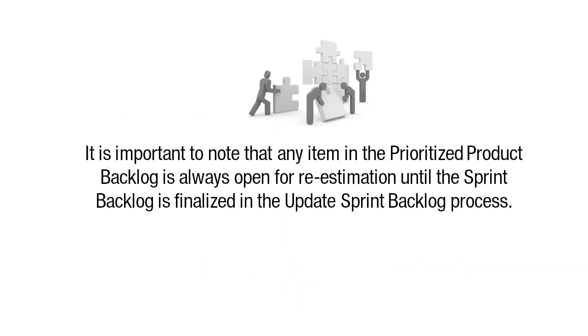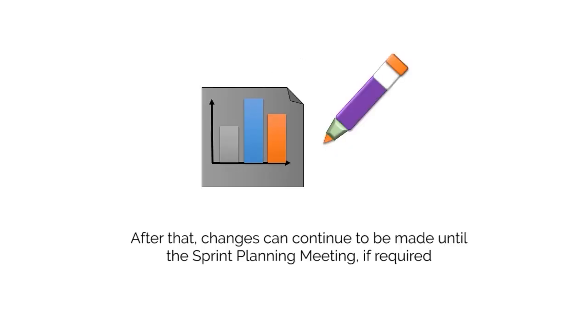It is important to note that any item in the prioritized product backlog is always open for re-estimation until the sprint backlog is finalized in the Update Sprint Backlog process. After that, changes can continue to be made until the sprint planning meeting if required.